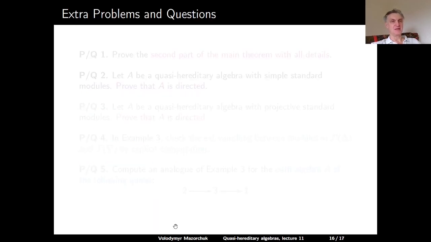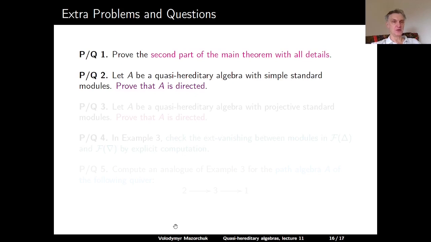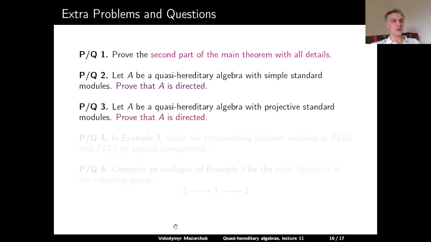Okay, some extra problems and questions. Problem question 1. Prove the second part of the main theorem with all details. Problem question 2. Let A be a quasi-hereditary algebra with simple standard modules. Prove that A is directed. Problem question 3. Let A be a quasi-hereditary algebra with projective standard modules. Prove that A is directed.